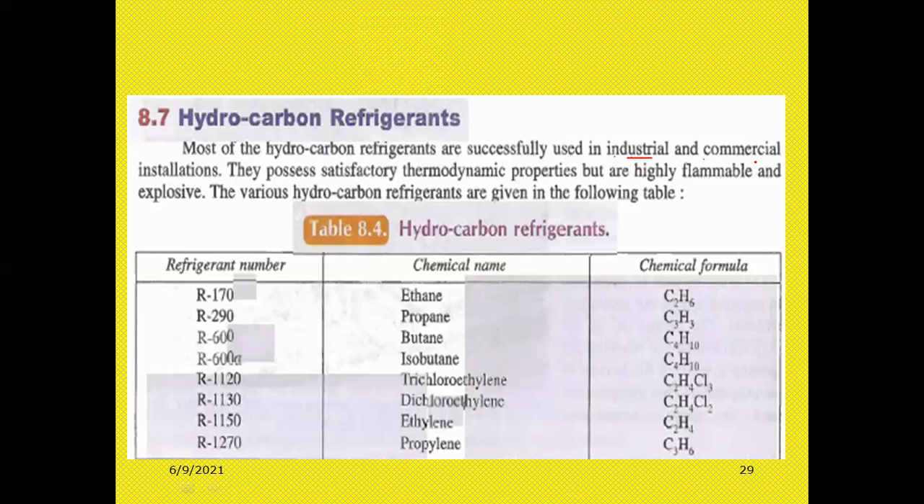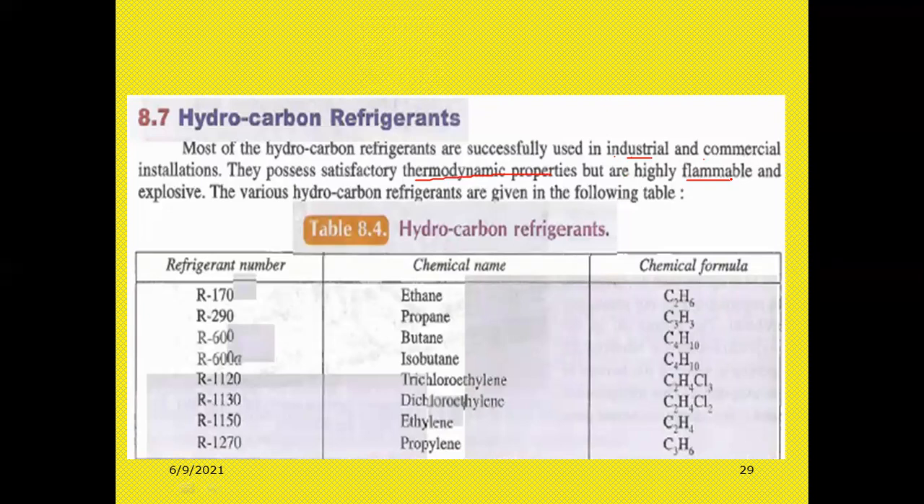They possess satisfactory thermodynamic properties. So why are they commercially successful? Because they provide satisfactory thermodynamic properties but are highly flammable and explosive. So what is the disadvantage of these hydrocarbons? They are highly flammable, and at the same time, they are explosive. The hydrocarbon refrigerants are commercially successful refrigerants used in the market, but the only disadvantage is that they are flammable and explosive.